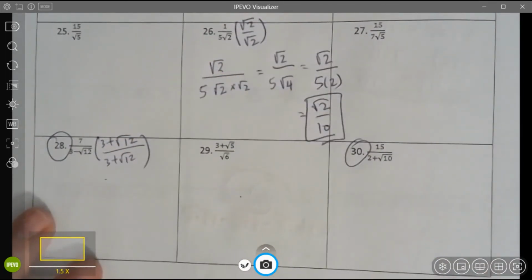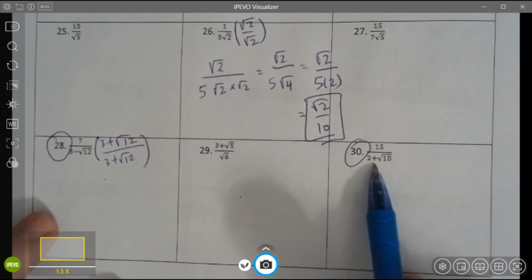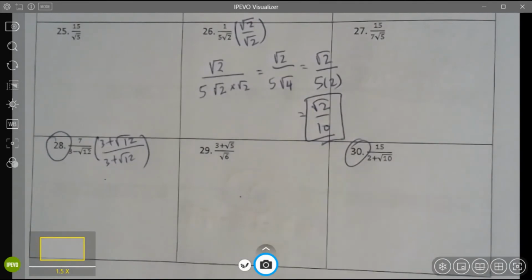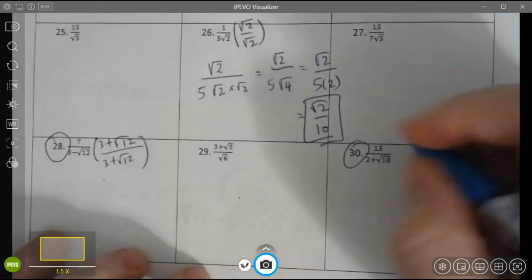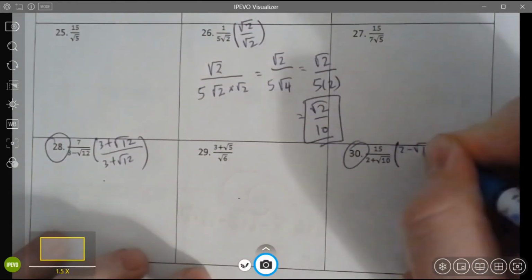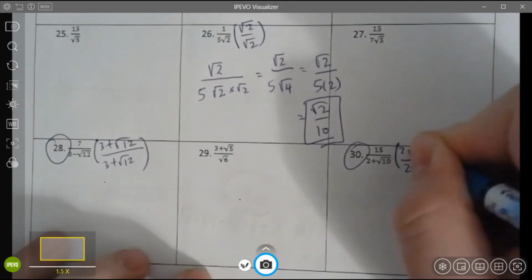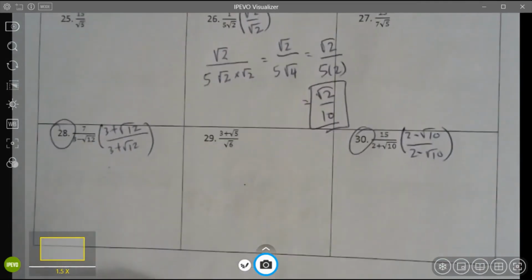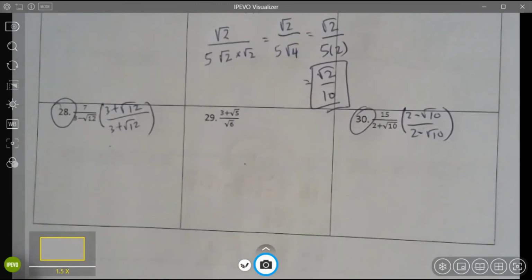For 30, I'll jump over to that one real quick. The conjugate of 2 plus square root of 10, remember you just take the opposite of the sign that's there, is 2 minus square root of 10. Multiply by that divided by itself. But I'll finish through 28, and then you can do 30 on your own.